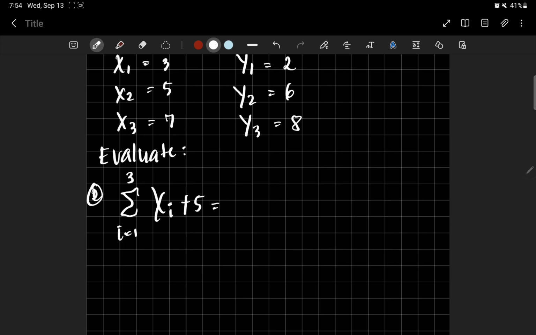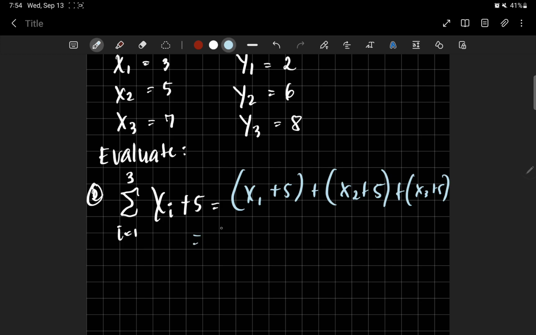Okay, going back. So you have here the summation of x sub i plus 5 from 1 to 3. If we are going to expand the summation notation, it will become x sub 1 plus 5 plus x sub 2 plus 5 plus x sub 3 plus 5. Okay? So, then substitute the given values. So, you have here 3 plus 5 plus 5 plus 5, which is the value of x sub 2 here. Plus, the x sub 3 is 7. So, you have here 7 plus 5.